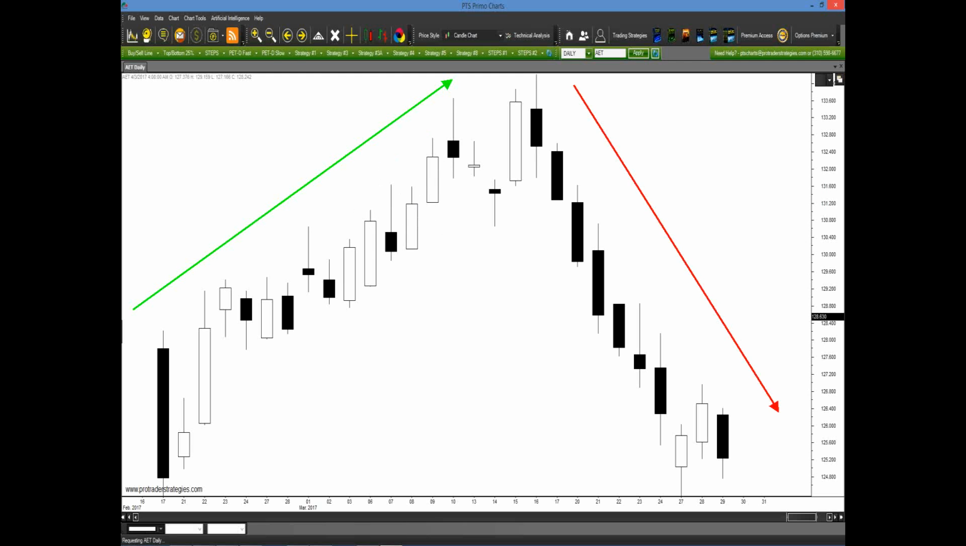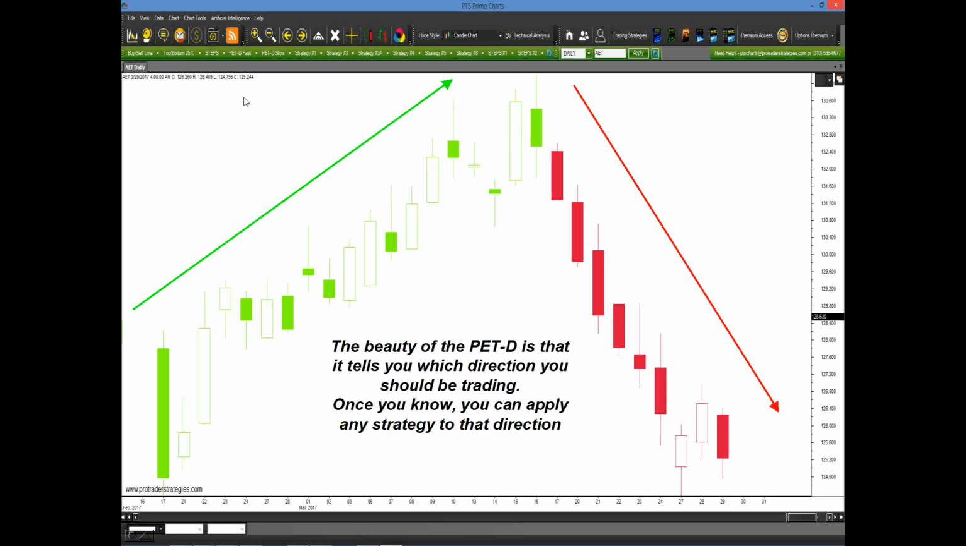But there are ways to find that out very early, and that's with the PET-D. For example, all we have to do, and this is an example on a new PTS Primo charting platform. As you can see, we have all our strategies, methods, and techniques in our green strategy tab right here. All you have to do is click on the PET-D and it automatically changes the colors, okay? So it's already pre-canned there for you.